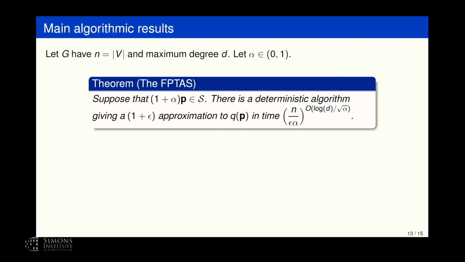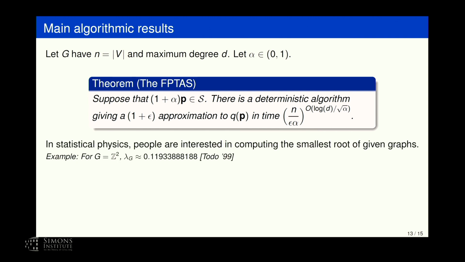So for constant amounts of slack, in constant degree graphs, it's a polynomial time algorithm. I hesitate a bit to call it an FPTAS because of these parameters in the exponent, but you can think of it as an FPTAS. Okay, so why might you be interested in such a thing? Well, this relates to statistical physics, as we'll see on the next slide.